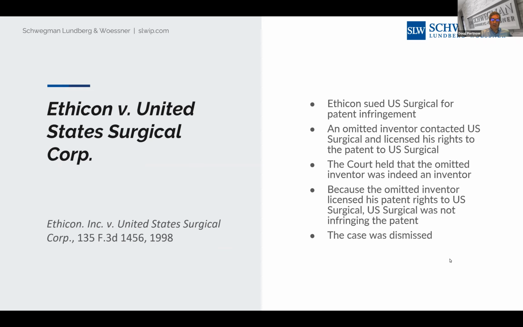So again, it's really important to identify the correct inventorship. It's really important to make sure all the inventors have assigned their invention to the right entities. Otherwise, you can get into a situation like this.